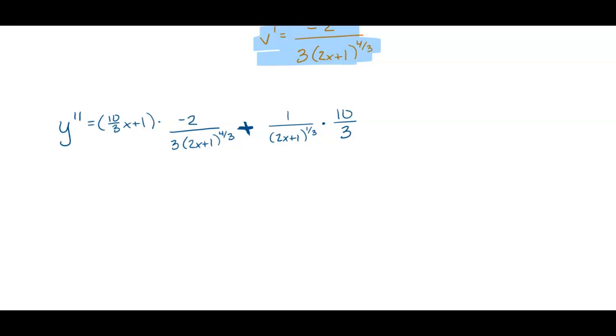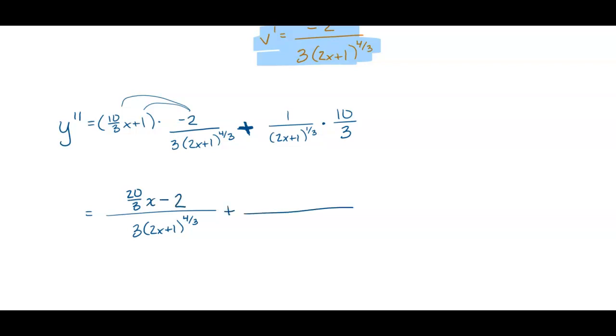Okie dokie, so let's see what we have now. I don't love having a fraction in the numerator of a fraction, but we'll deal with it. This first term has 3 and then parentheses to the 4/3. I've got a negative 2 that I'm going to distribute into these parentheses. So this will be 20/3 x minus 2.